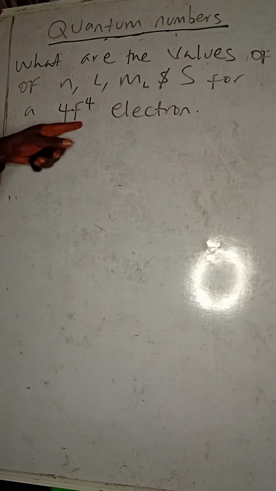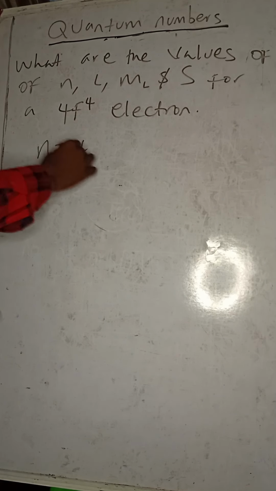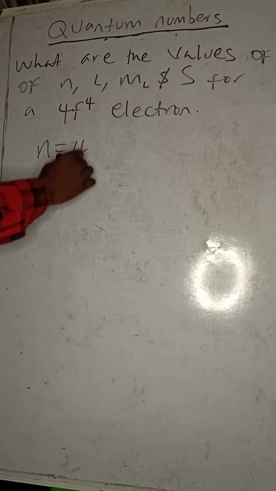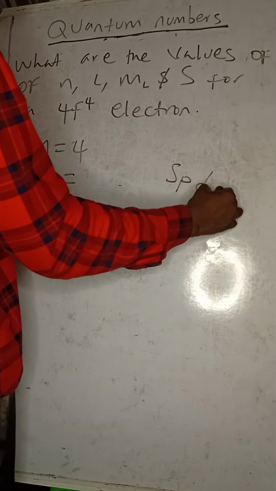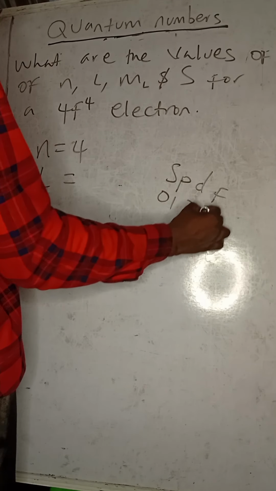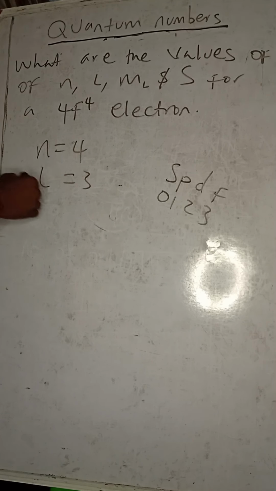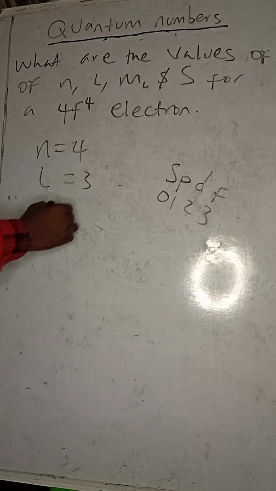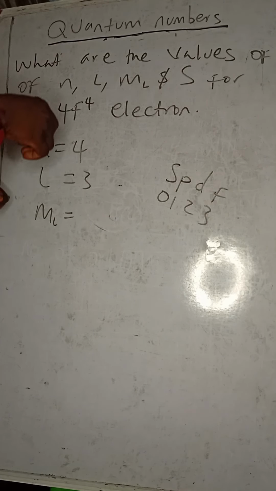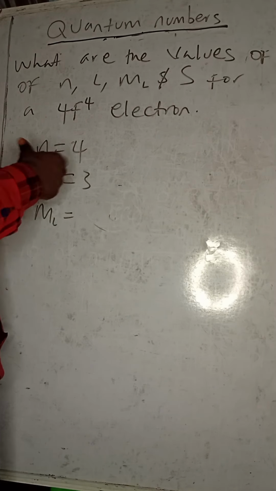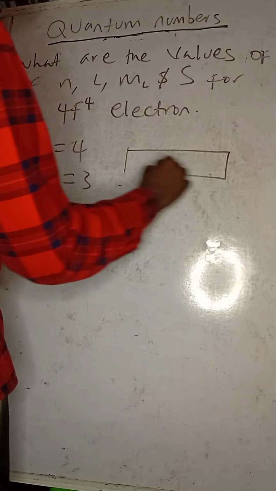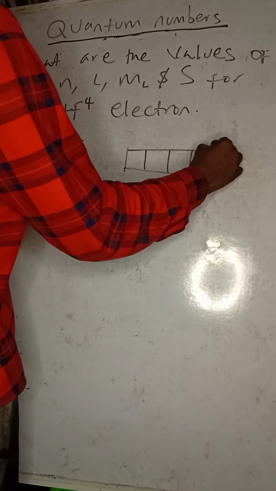Now I told you earlier, because it's 4f, the value of n is the coefficient 4. l is f. Now for SPDF, what are the values of l? 0, 1, 2, 3. So f is 3, l is 3, which is correct. How do you know you are correct? n should not be equal to l. What about ml, magnetic? Now, f contains 7 orbitals. There are 7 orbitals in f.